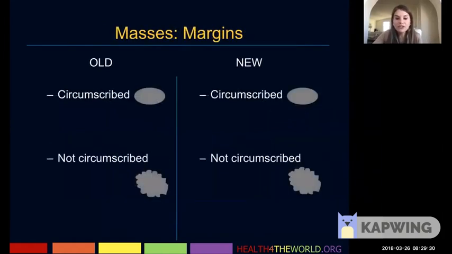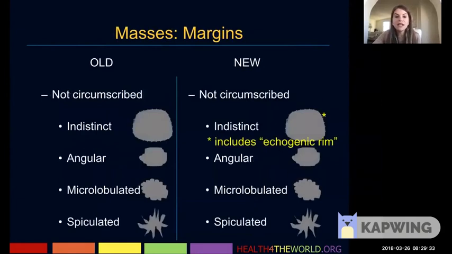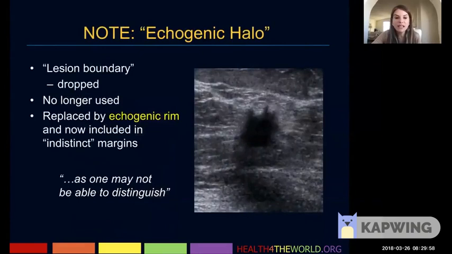Mass margins, we still have circumscribed and not circumscribed. However, we have taken out this term echogenic rim as its own thing, or we used to call it echogenic halo, and now that's under the indistinct margin. So if a lesion is not circumscribed, the margins are now indistinct, which again includes that echogenic rim, angular, microlobulated, or spiculated. And so this previous term, echogenic halo, has been dropped and replaced by echogenic rim, which is now included in the indistinct margins because they say one might not be able to distinguish.